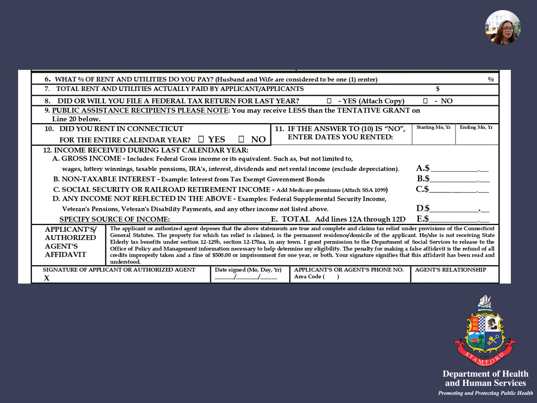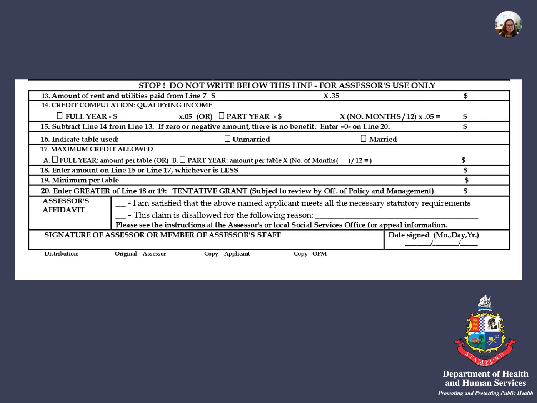Now you can sign and date the application, and don't forget to include your phone number. If someone is helping you with the application, make sure to provide their relationship to you. And that is it. You don't need to write anything on this part of the application.